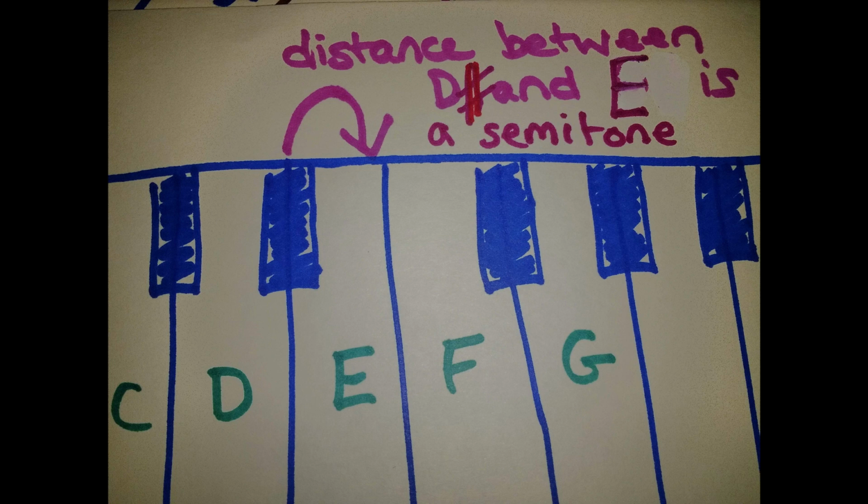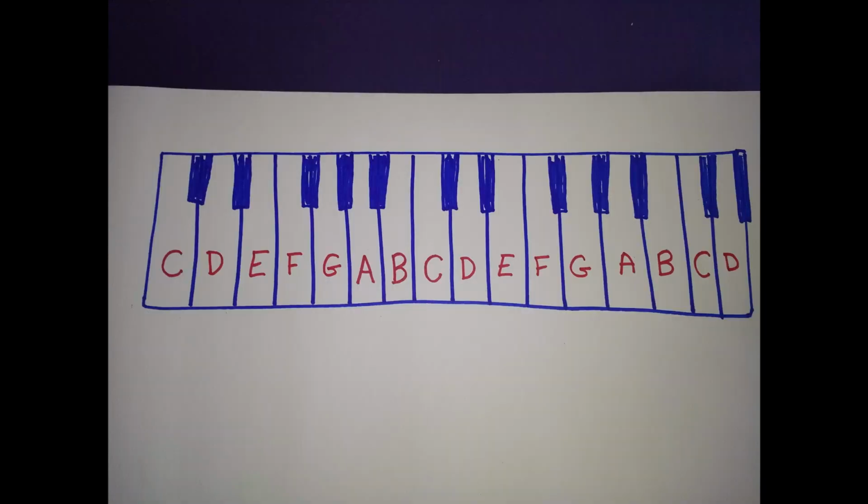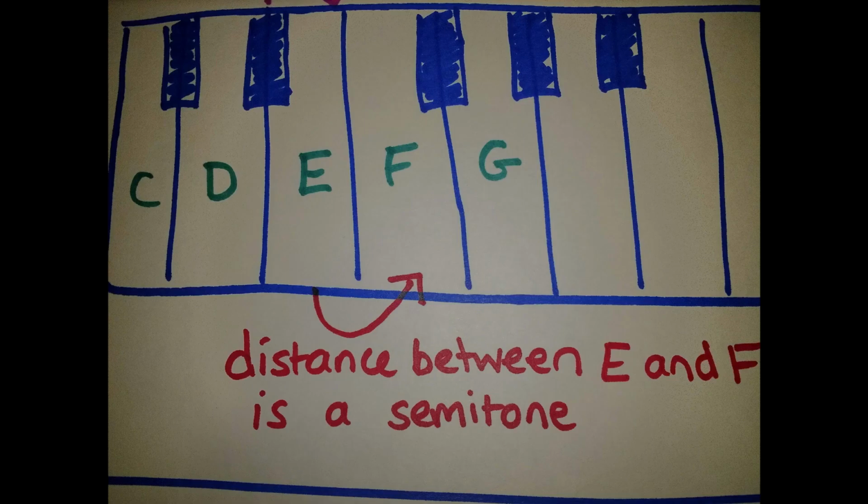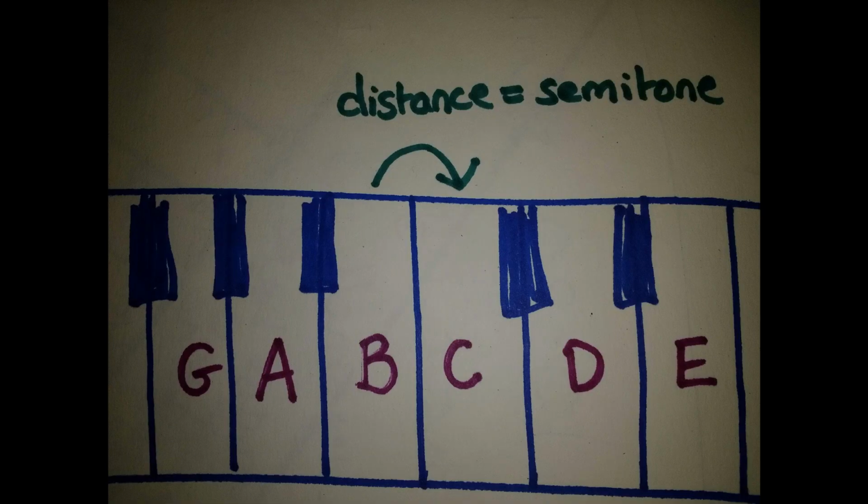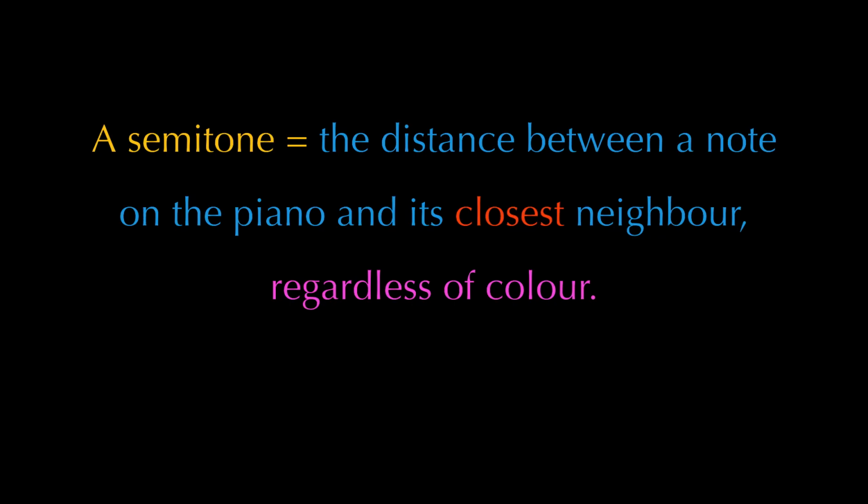Now, what happens between E and F? Because that's interesting, because there's no black note there. Well, we know that the semitone is the shortest distance we can get, and here, that is the shortest distance we can get. Those two are next door to each other. So that is a semitone. Between E and F is a semitone. And equally, between B and C is a semitone as well. So the rule is that a semitone is the distance between a note on the piano and its closest neighbour, regardless of colour.